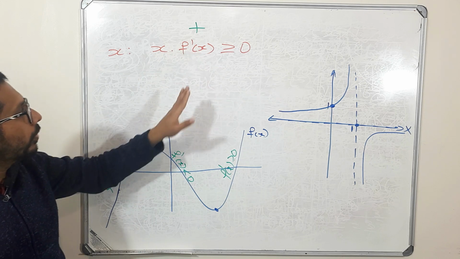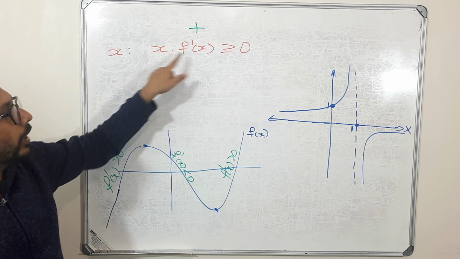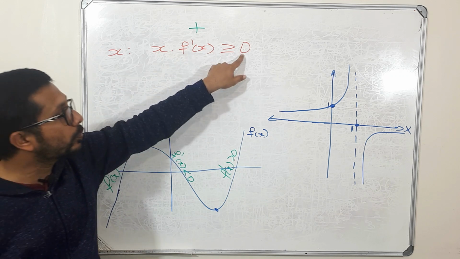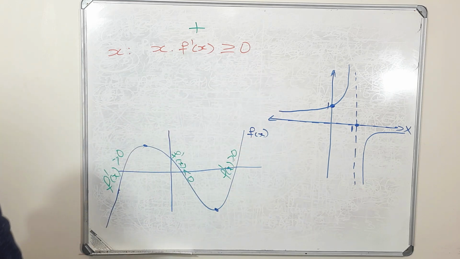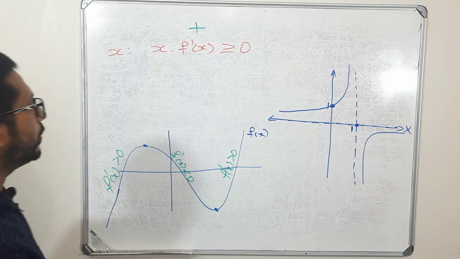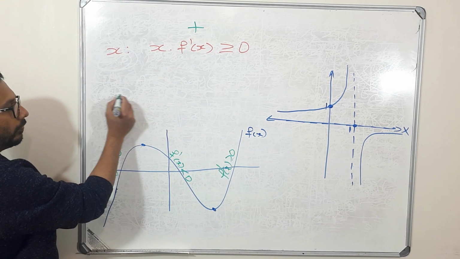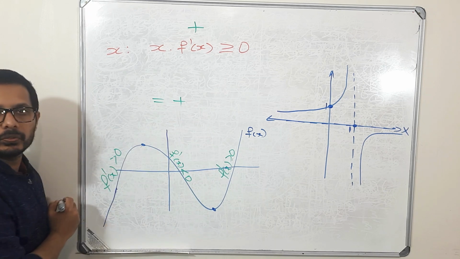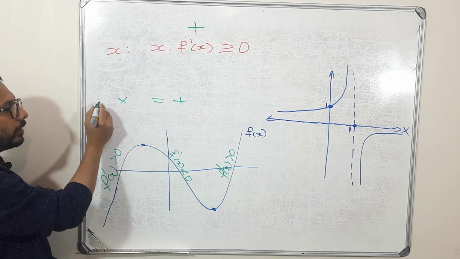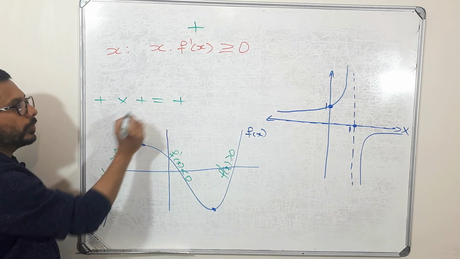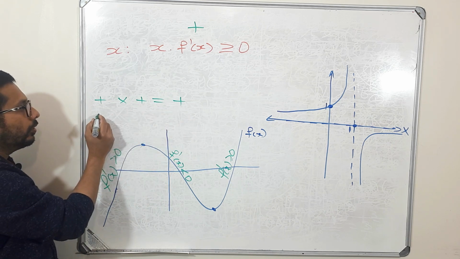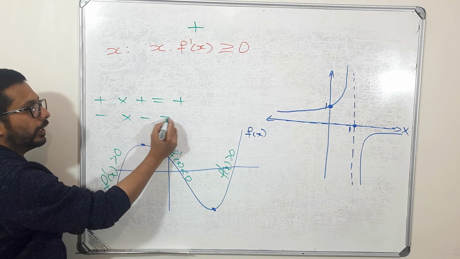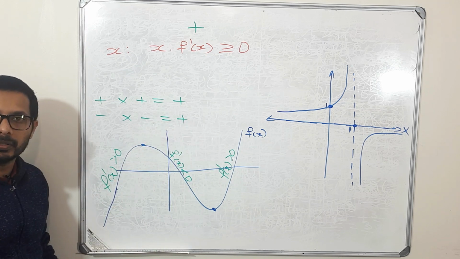Okay, and now look at this one. Two quantities are multiplied and the answer is positive. Greater than or equal to 0 means the answer is positive. So two quantities are multiplied and the answer is positive. You know how you can get a positive answer when you multiply? Either both of them must be positive, positive times positive is positive, or both of them must be negative, then only you will get a positive.